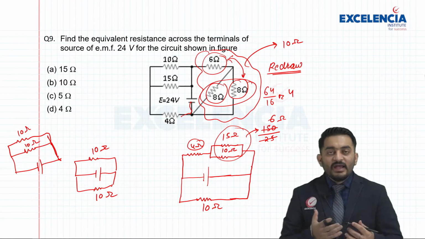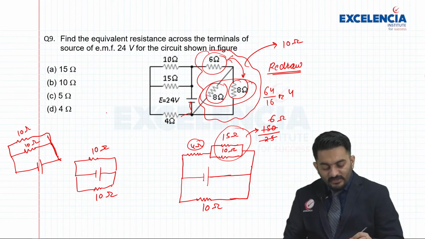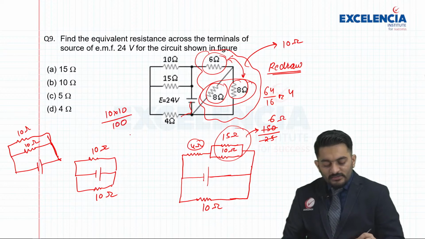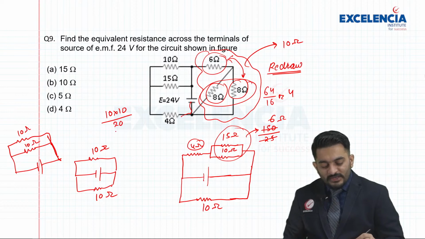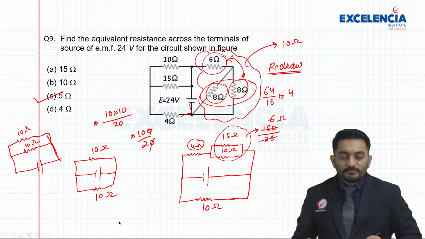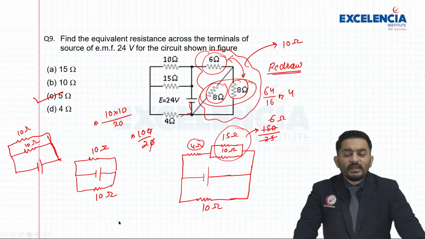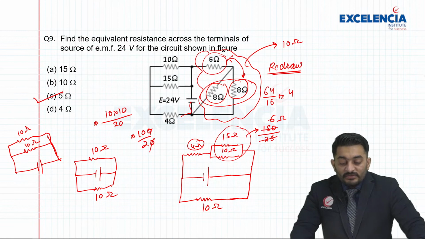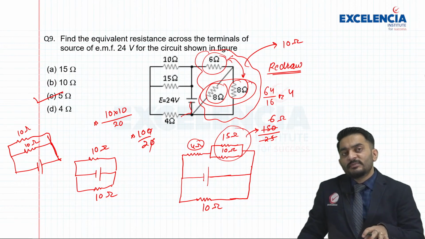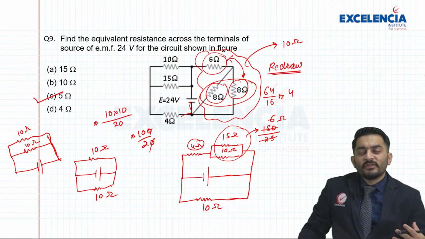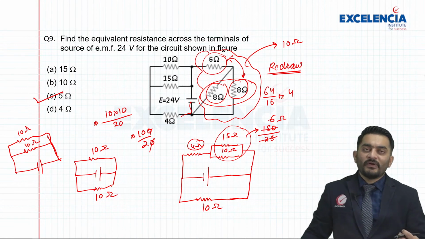So what you need to do in the end is take the parallel of 10 and 10, which will give you 10 into 10, the product. The denominator is always the addition. So when you solve it, 100 by 20, which is going to give you 5 ohm. So for this circuit, the final answer is 5 ohm, your R equivalent value.